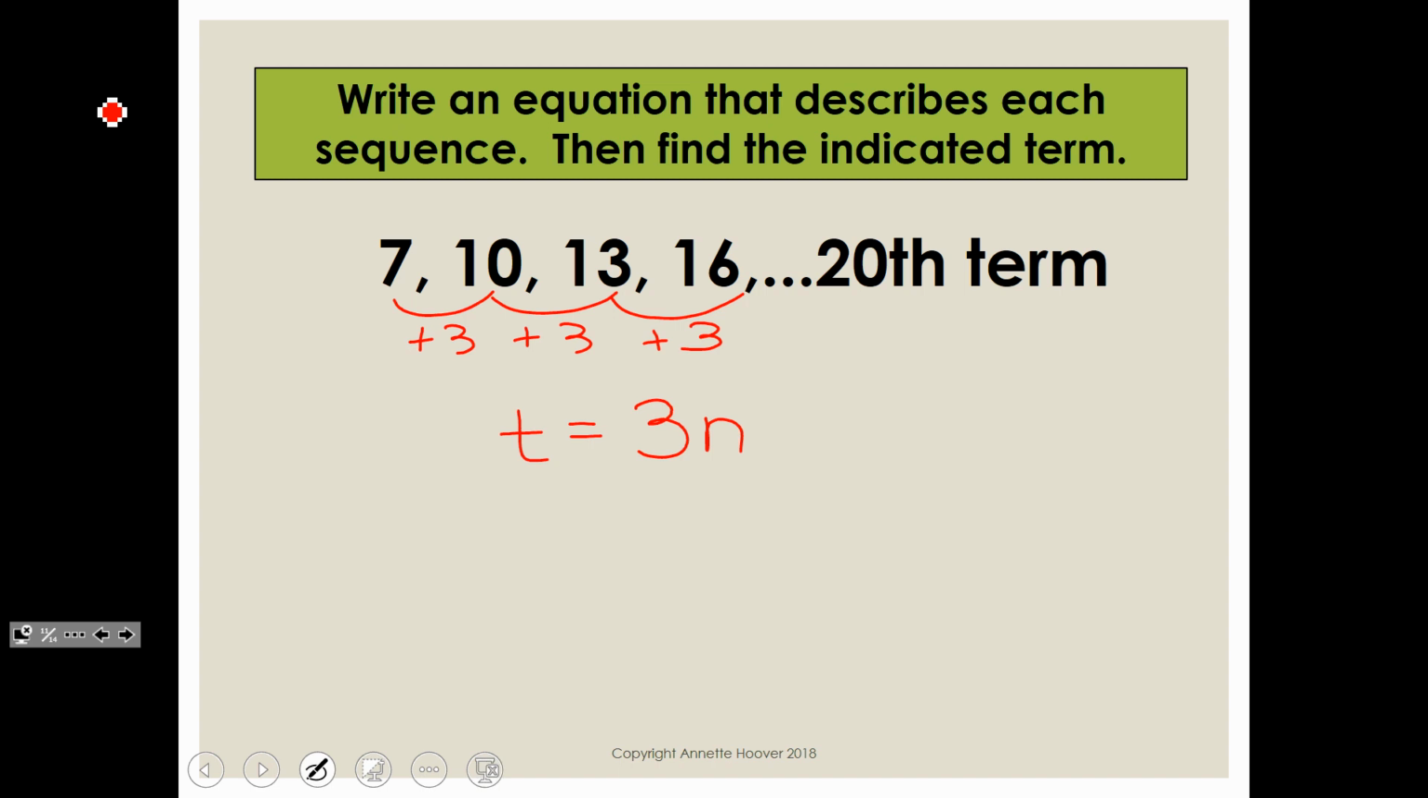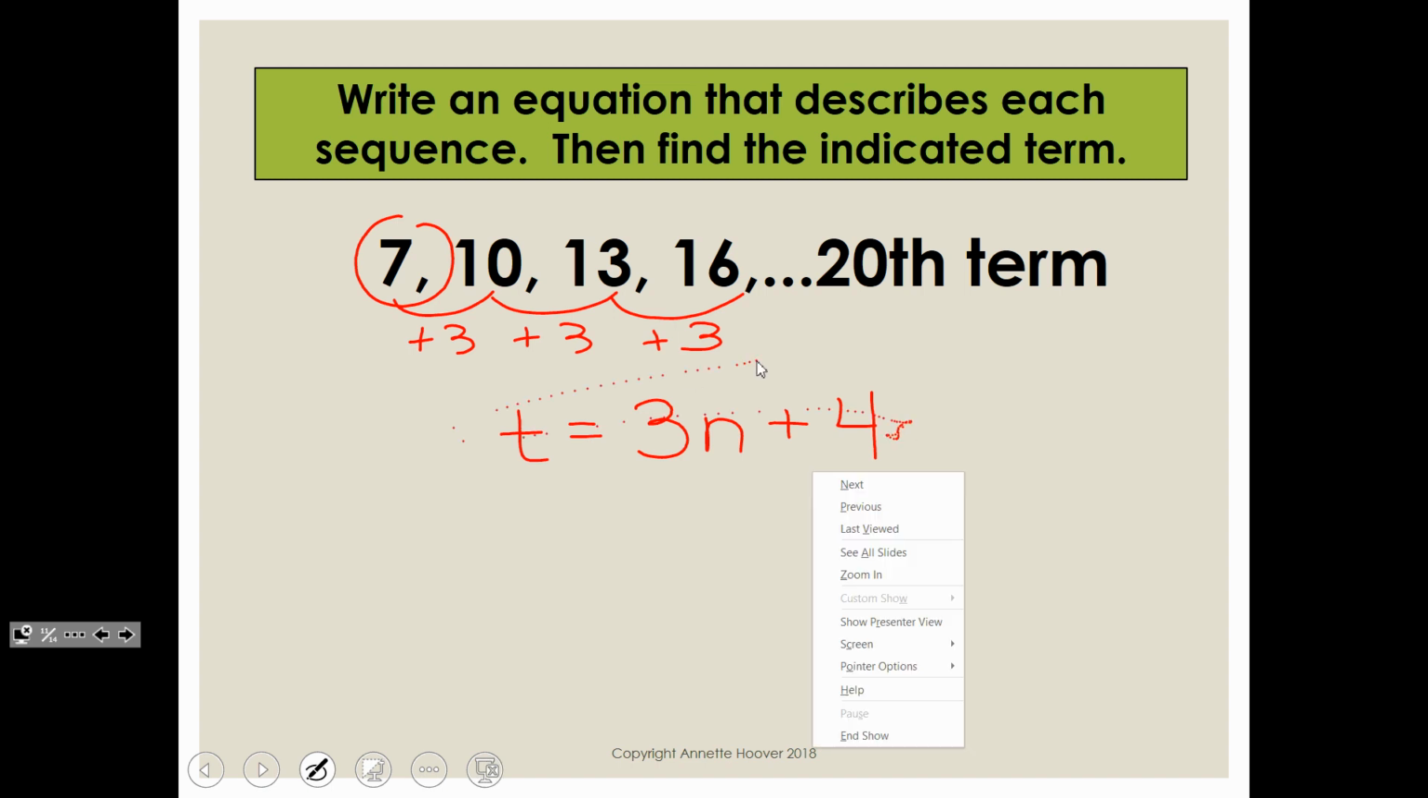Did we go 3, 6, 9, 12? Again, we started on 7, which was 4 more than 3. So there's our equation. Now to find the 20th term, we're just going to fill in the number 20 to the equation.